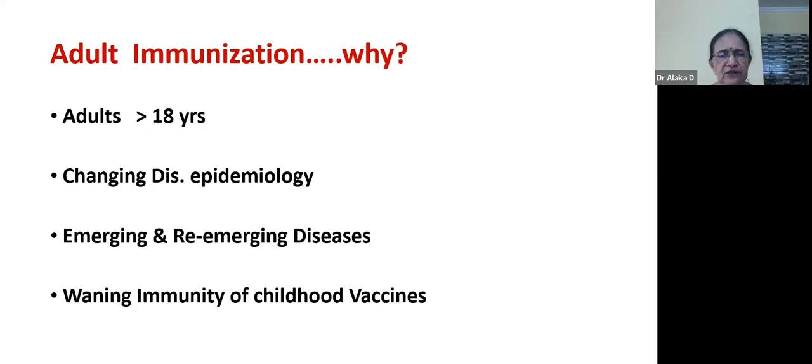So immunization of adults above the age of 18 is needed because of changing disease epidemiology, because of emerging and re-emerging diseases. And what is important is that we are now understanding waning immunity of childhood vaccines. The immunity given to us by childhood vaccines starts waning over the years, and therefore there is a need to revaccinate these people.